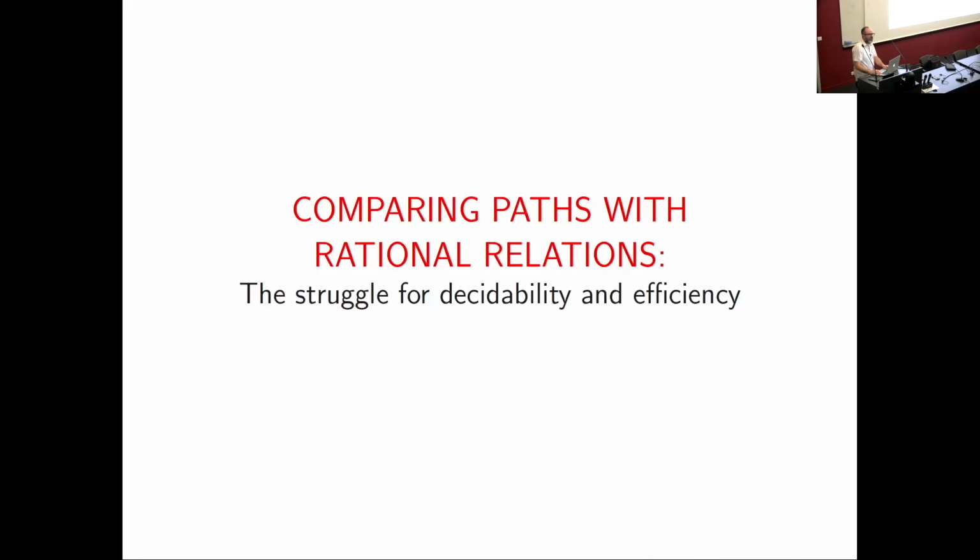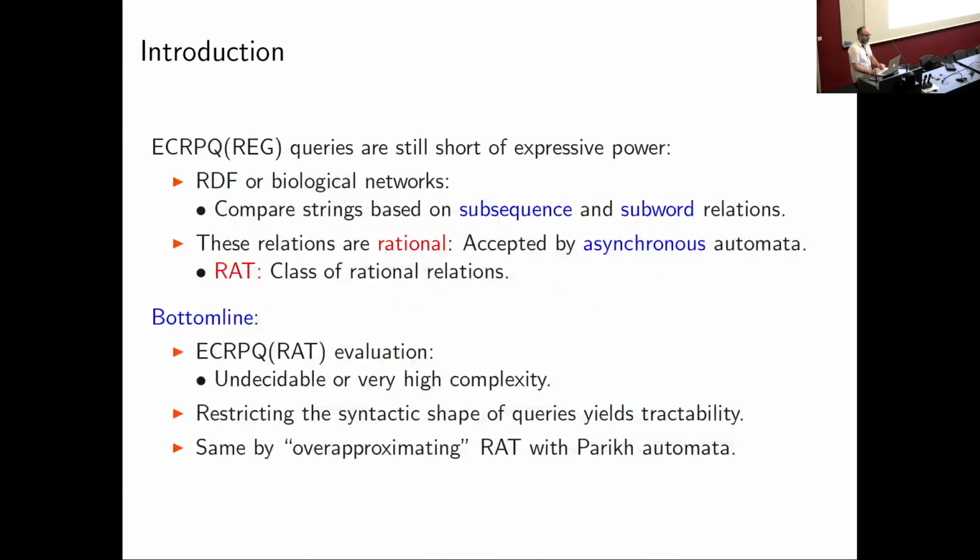But what about more expressive things like subsequence or suffix? ECRPQs with regular relations are still short of expressive power for some applications, say RDF or biological networks. They can compare strings based on subsequence or subword. These relations are rational. They are not regular. They are accepted by asynchronous automata. The problem is that once you start adding these to ECRPQs, then the evaluation becomes undesirable or very high.